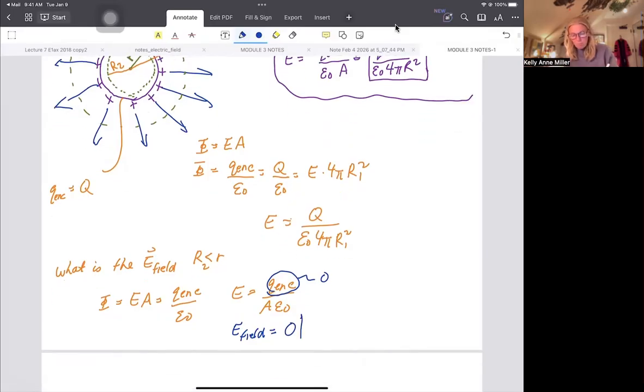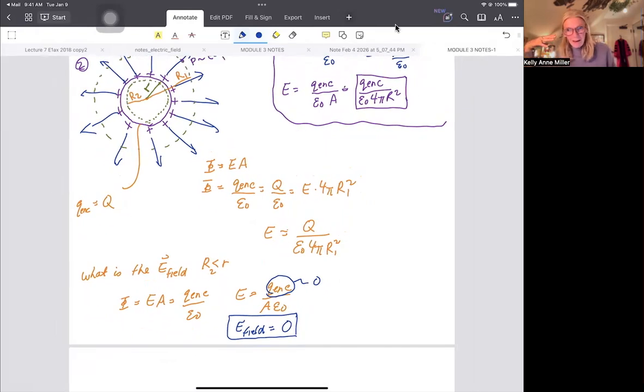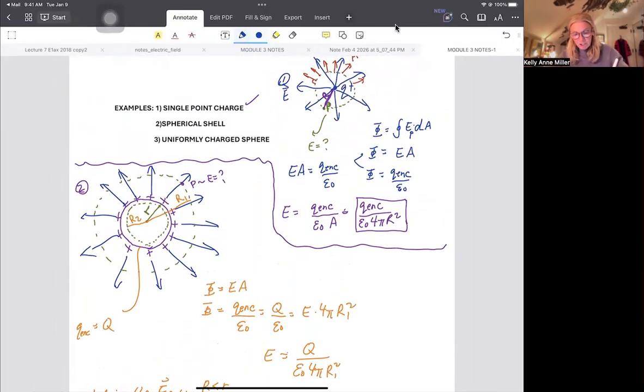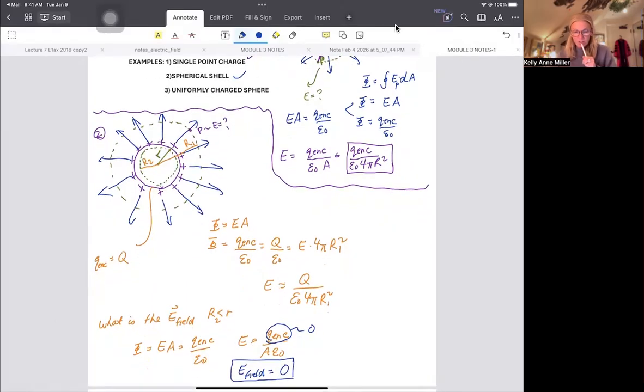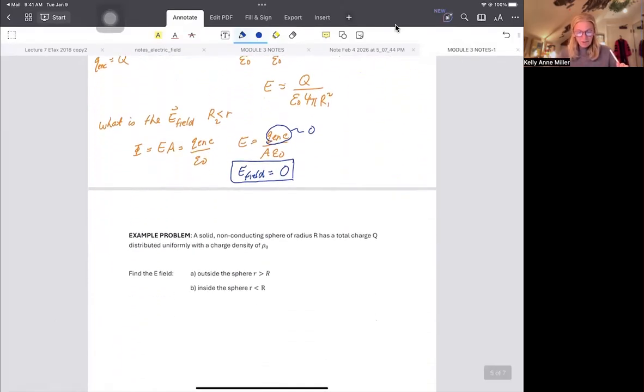The fourth part of this lesson explains why this is true, why the E field inside a conductor is 0. But this proves it mathematically with Gauss's law. Okay, so that's situation 2, the spherical shell. The last situation to look at is the uniformly charged sphere. And there's an example.